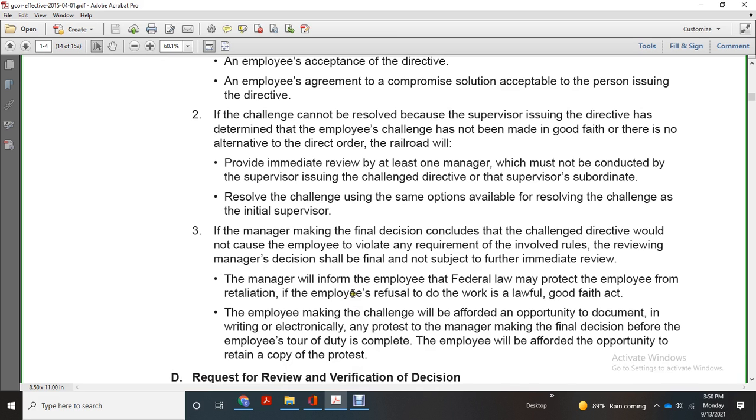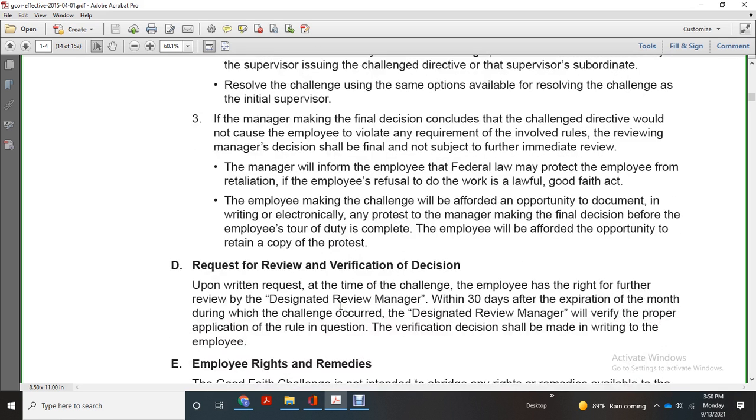The employee making the challenge will be afforded the opportunity to document it in writing or electronically, and to provide proof to the manager making the final decision before the employee's tour of duty is complete. The employee will be afforded the opportunity to retain a copy of the protest.